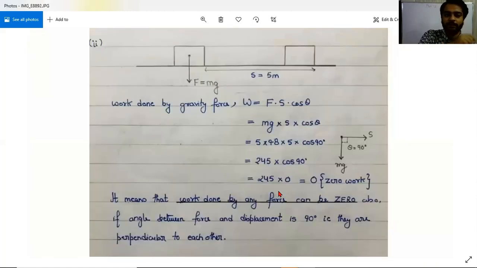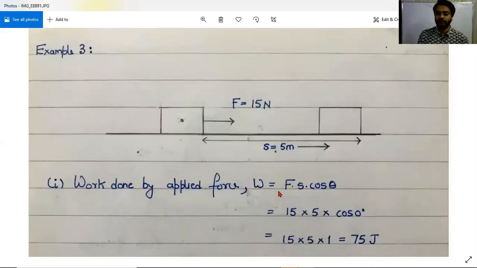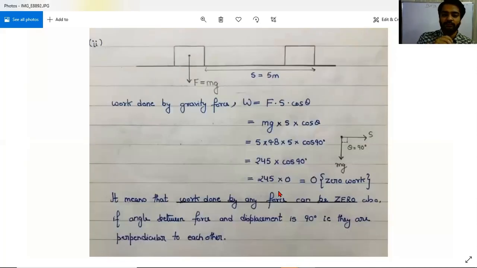Okay. Now in the second part, they are asking, find the work done by gravity. In the first example, we have calculated the work done by the force which we have applied. In the second case, they are saying find the work done by gravity. So what is the formula for gravity? It is mg. Okay. Now we will use the same formula, Fs cos theta. This time force is gravity, that is mg. Then we have displacement s and cos theta.